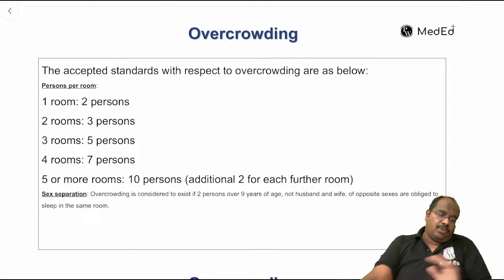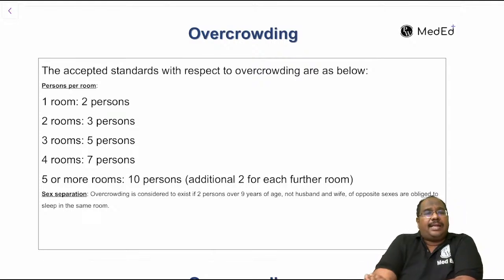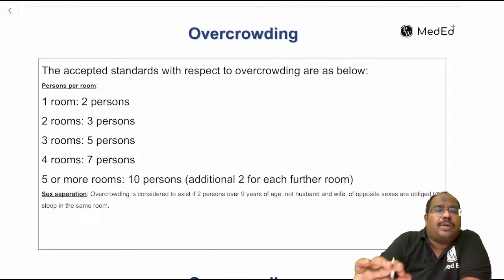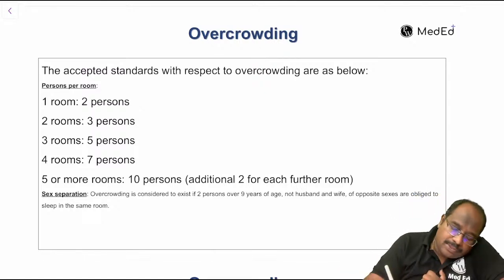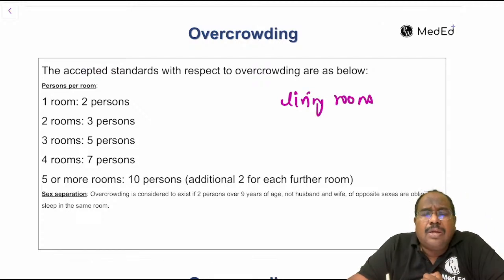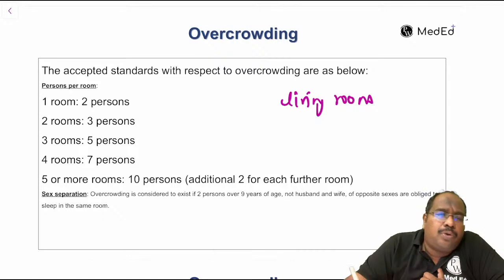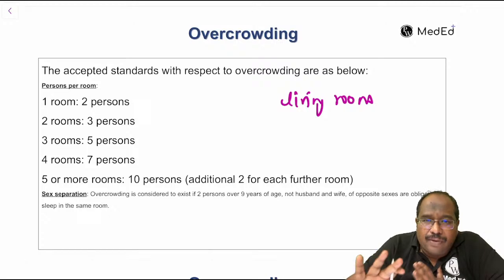This is overcrowding. This is the criteria, and the easiest one for you to use: one room, 2 persons. First you ask the question, how many living rooms are there? Then you ask how many people are there. One room, 2 persons; 2 rooms, 3 persons; 3 rooms, 5 persons. Based on that, you can calculate. This is overcrowding, an easier one.